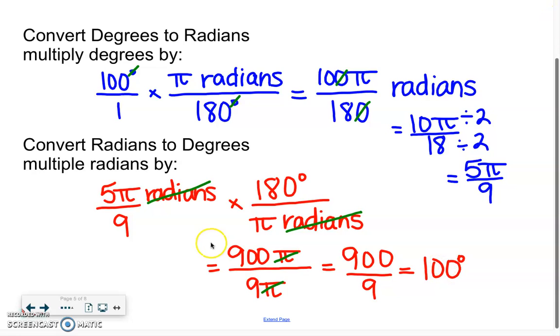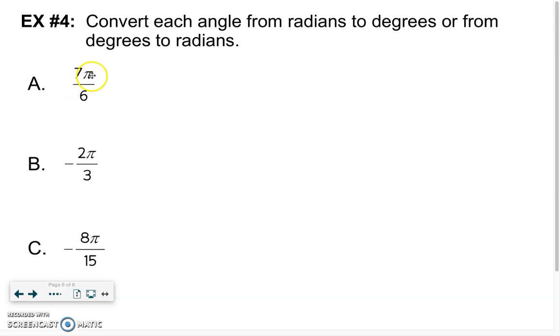So the last thing in this lesson is just going to be working on converting from radians to degrees or from degrees to radians. So I'm just going to do a couple of these because it's going to be a lot of the same thing over and over again. So maybe I'll start with one of these negative ones.